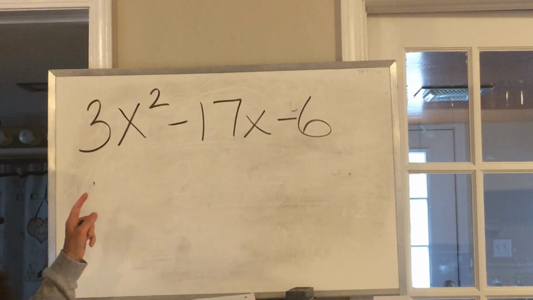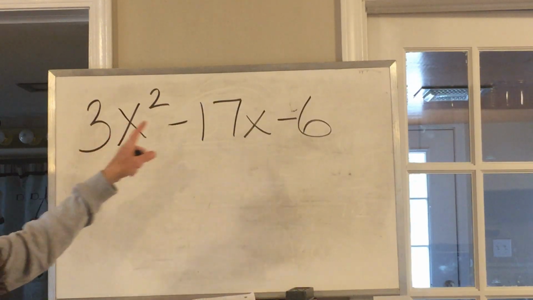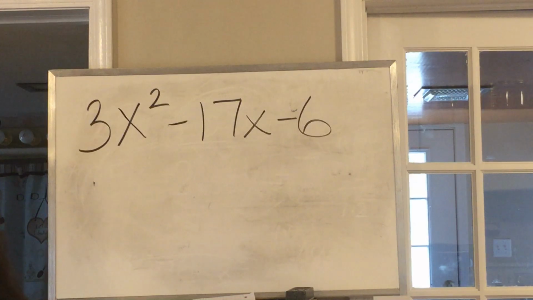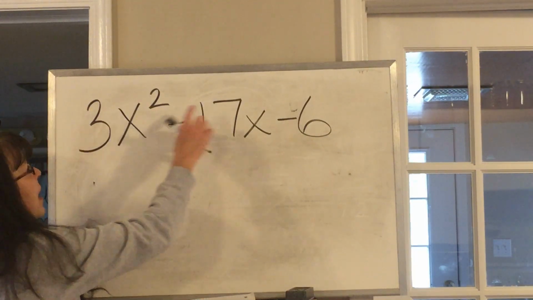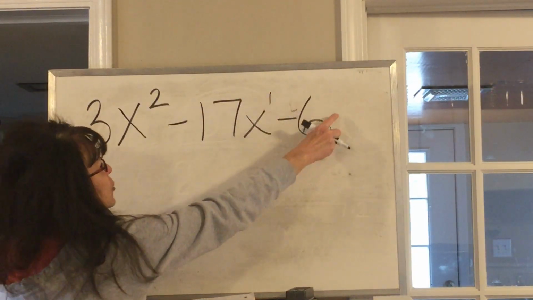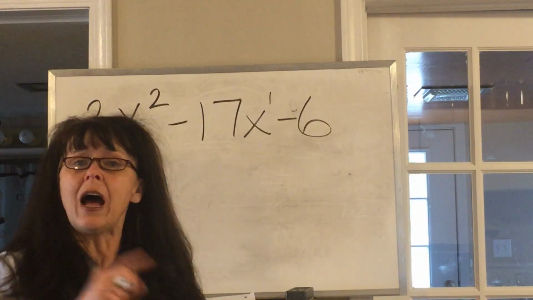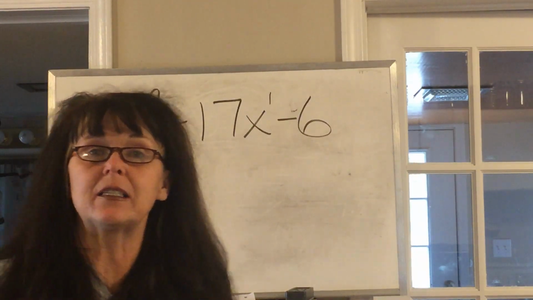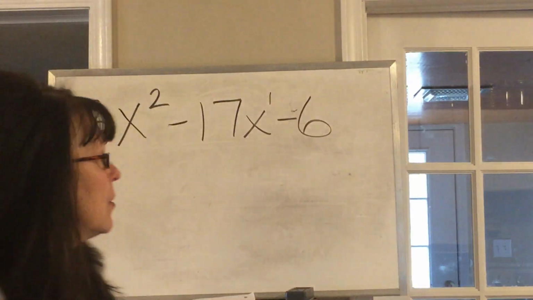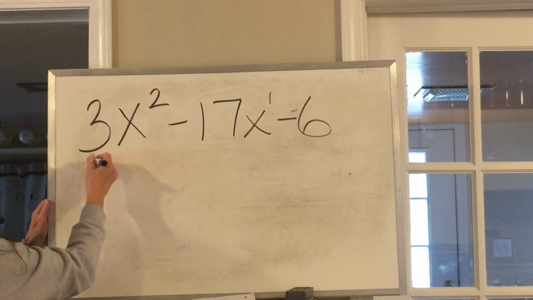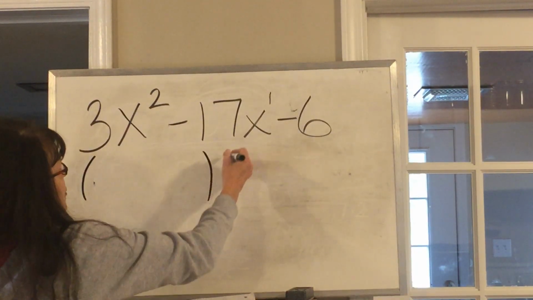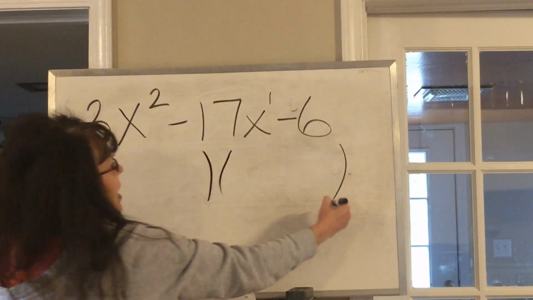Check for GCF. What number will go into 3, 17, and 6? 1, but that doesn't count. Check your variables. X squared, x the first, or no x's. No x's win. Why? Because it's the smallest exponent. Now, so it's not a GCF problem, so we're going to factor, skip, factor.